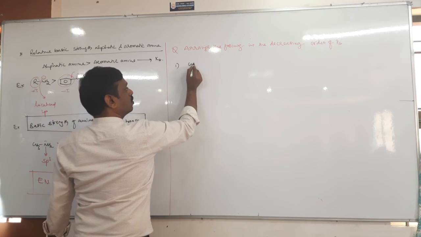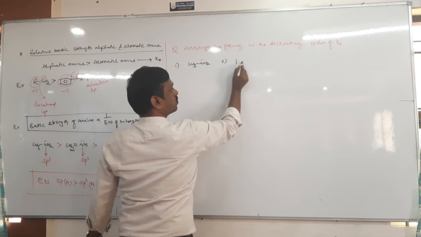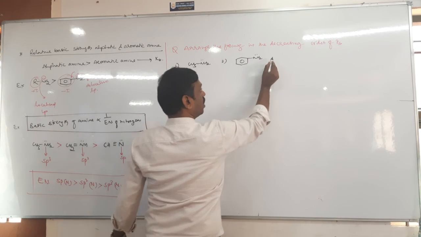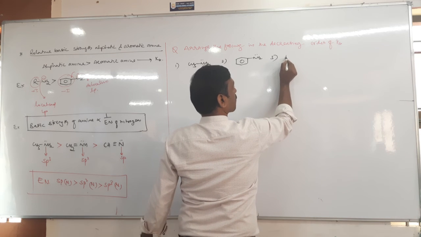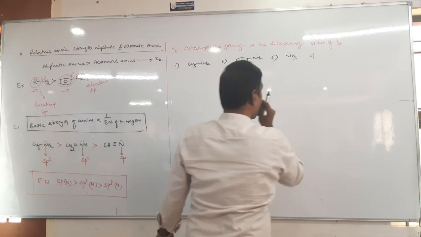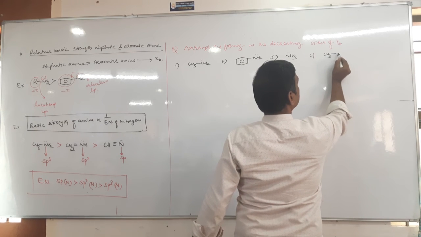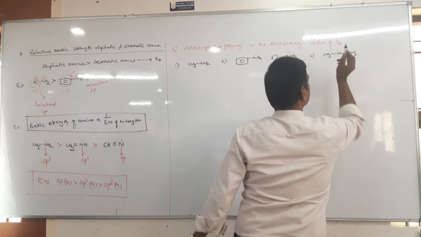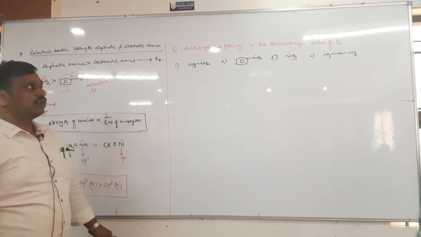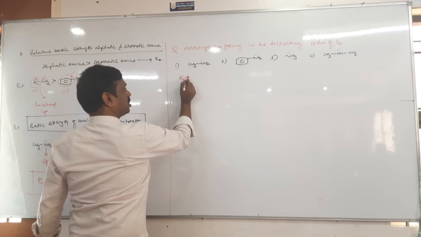1, methylamine. 2, aniline. 3, ammonia. 4, dimethylamine. See, what is the decreasing order of Kb?